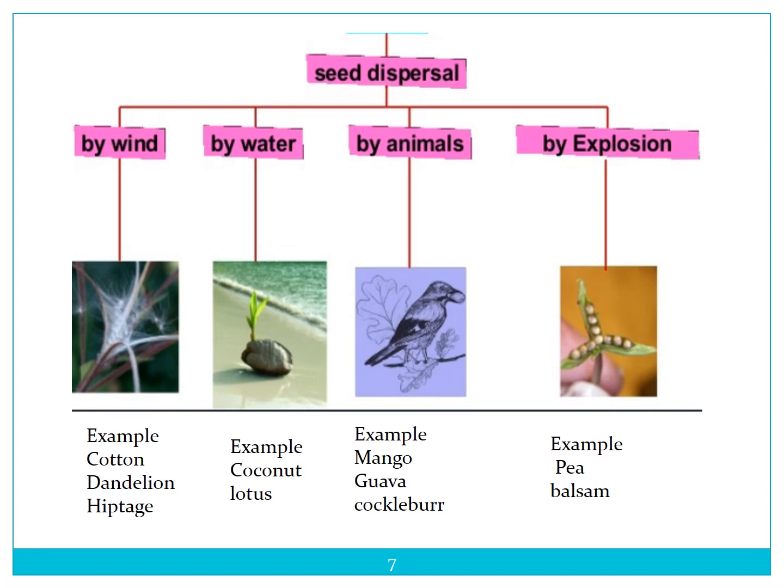This is a diagram showing seed dispersal. Which are the four agents of seed dispersal? Seed dispersal takes place by wind, by water, by animals, and by explosion. Give two examples of seed dispersal by wind. Cotton, hiptage. Two examples of seed dispersal by water are coconut, lotus. Two examples of seed dispersal by animals are mango, guava, cocklebur. Examples of seed dispersal by explosion are pea, balsam.